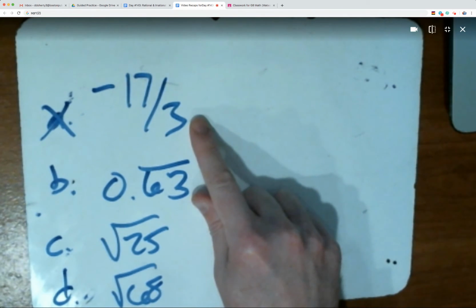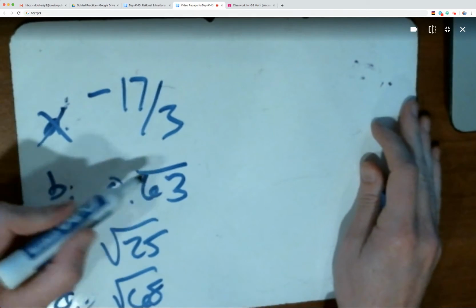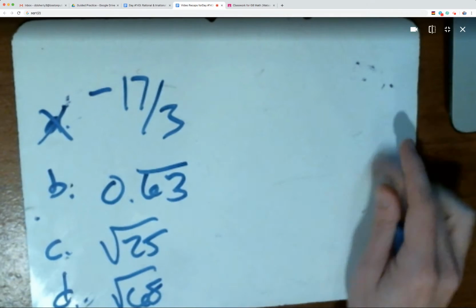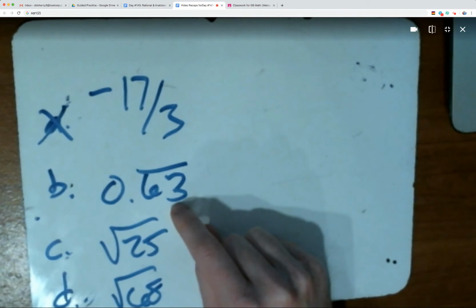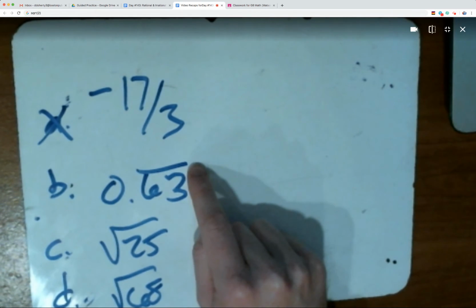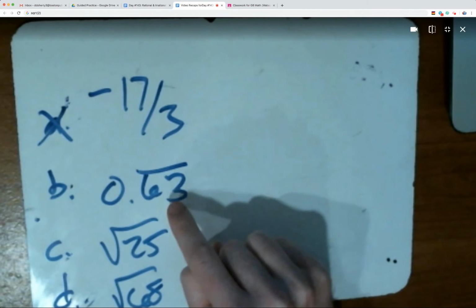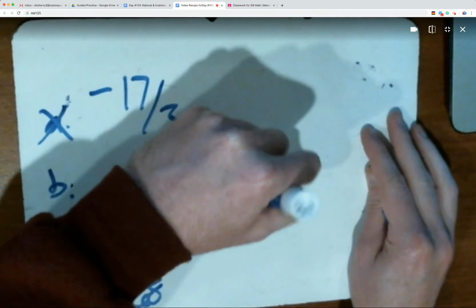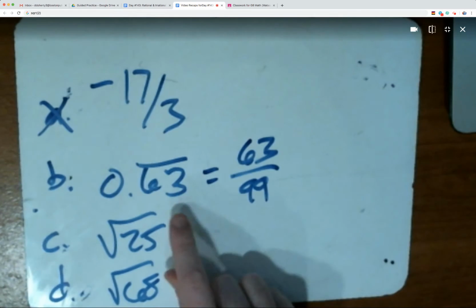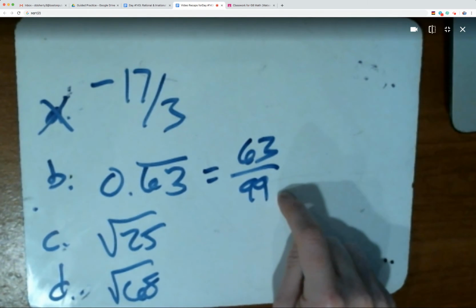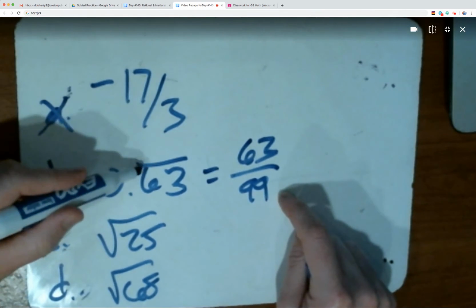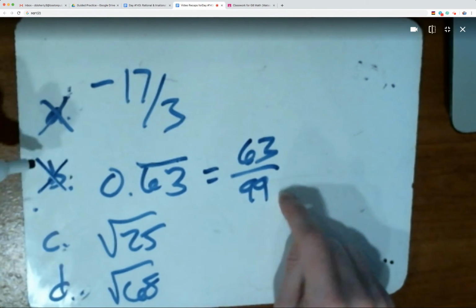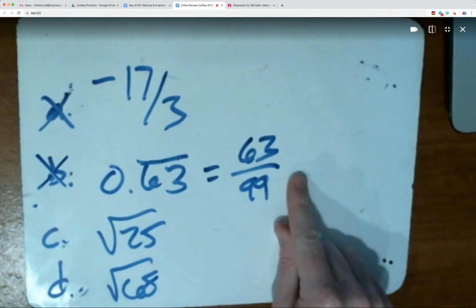B, 0.63 means this 63 keeps repeating. But believe it or not, any repeating decimal, it doesn't have a termination, a stopping point, but if it repeats with a pattern over and over, it comes from a fraction. In this case, this came from the fraction 63 over 99. But I know right away, anytime I see a repeating pattern decimal, it's actually going to be a rational number. It came from some kind of fraction.